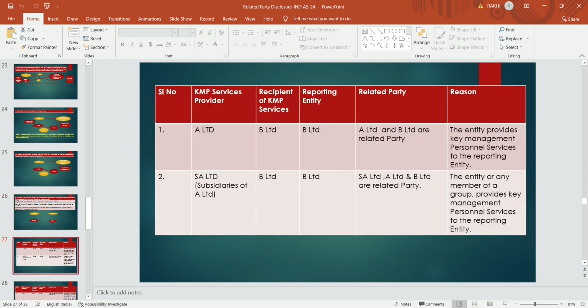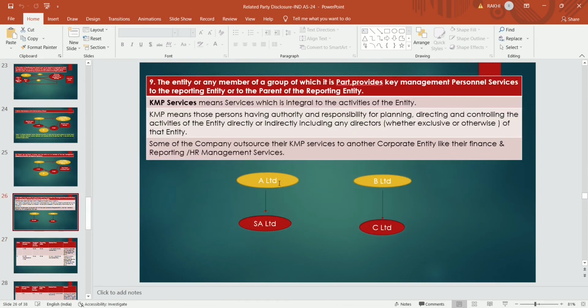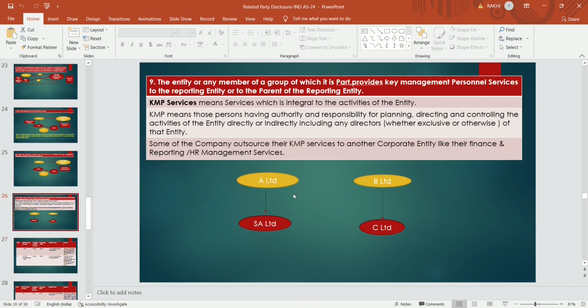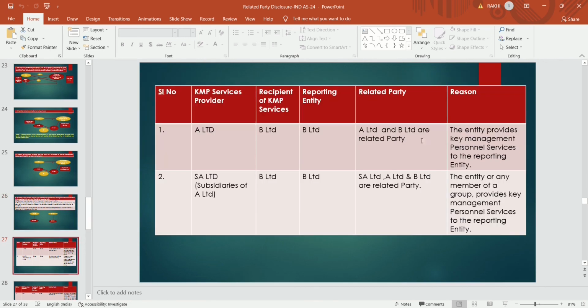Suppose KMP service provider, who is the KMP, who provides the service? Suppose A Limited is providing services to B Limited, of which B Limited is the reporting entity. In this case, the provider of the service is A Limited. The recipient of the service is B Limited. And the reporting entity is also B Limited. So whether A and B are related to each other? Answer is yes. They are related parties.